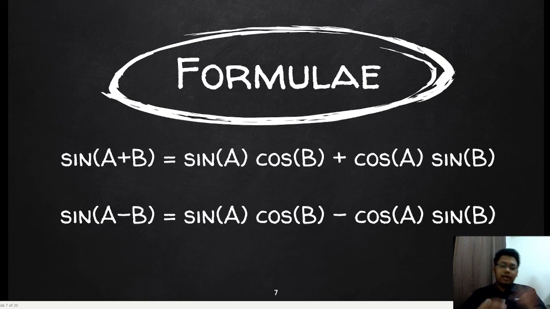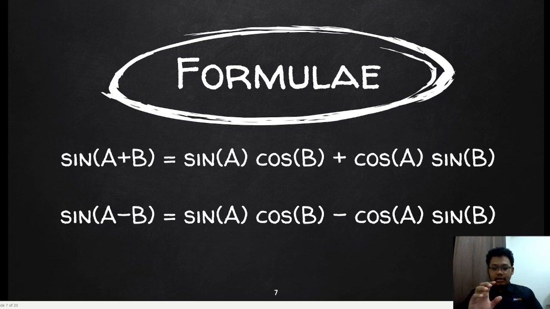So we need to expand the formula, and we will substitute the angle given in each of the parts of the formula. So the basic sine addition formula is sine A plus B and sine A minus B. So the difference between both is only on the sign.